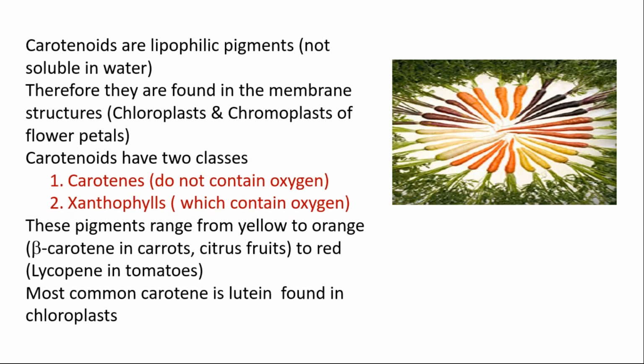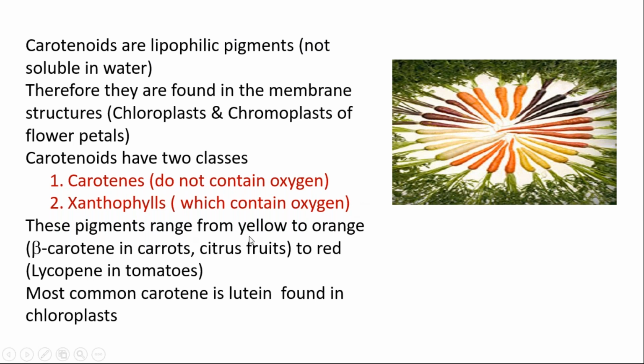Carotenoids, as such, are lipophilic pigments. That means they are not soluble in water. They are found in the membrane structures, in the chromoplasts, as the name suggests, the color, and also in the chloroplasts and in flower petals. The carotenoids can be divided into two classes. One class is the carotenes, which do not contain oxygen and so are completely lipophilic. The other group is the xanthophylls, which contain oxygen and are slightly soluble.